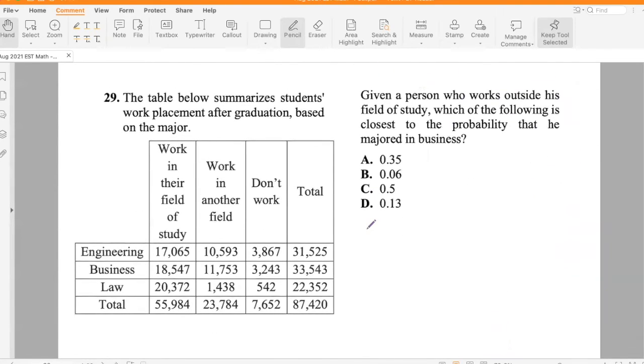The table below summarizes students' work placement after graduation based on the major. Given a person who works outside his field of study, so total is 23,784. What is the probability that he majored in business? So 11,753. Okay. So this is very close to half, right? So it should be 0.5. Yeah.